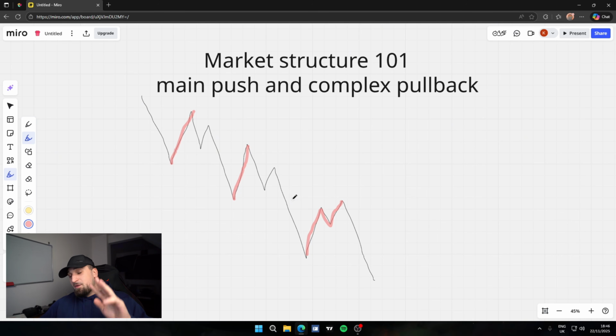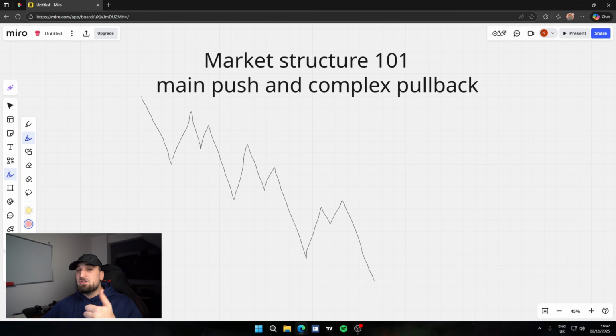So the one way that I've seen price move a lot of the time is that price likes to come back to extreme and decisional supply and demand zones. And you might be thinking, what's a supply and demand zone? I'm going to be explaining exactly how to do it. So now we can identify what's a main push and what's a complex pullback. Now we can use this to find our extreme and decisional supply zones.